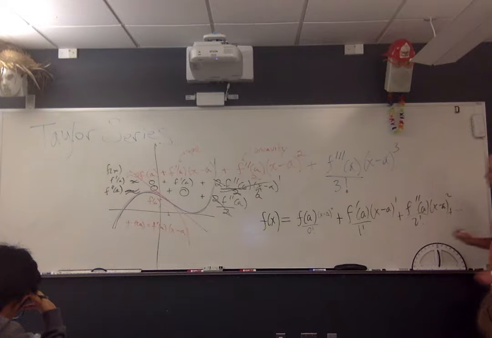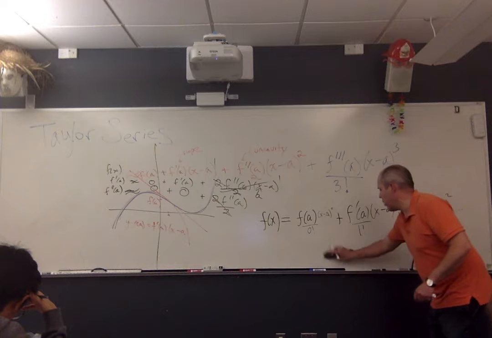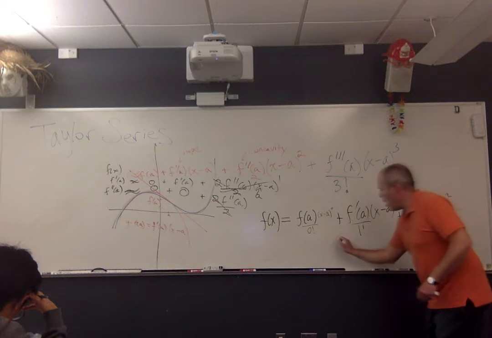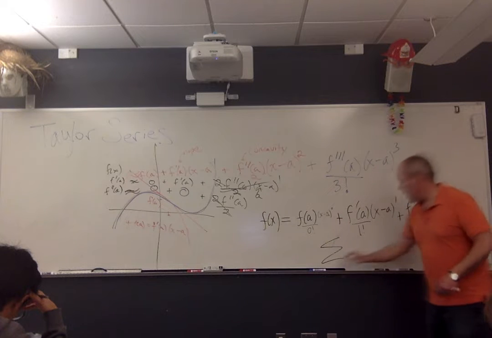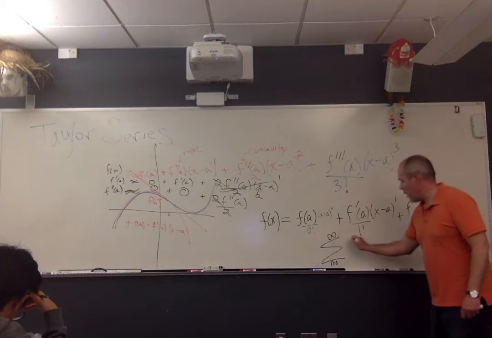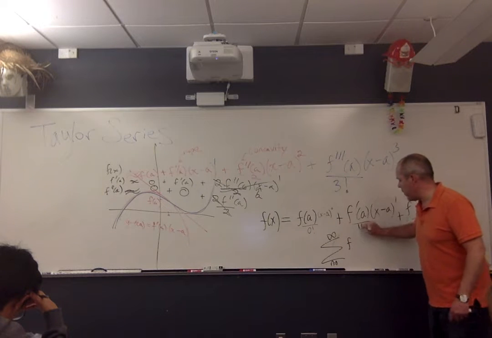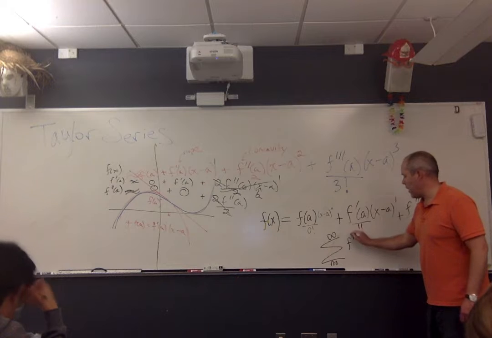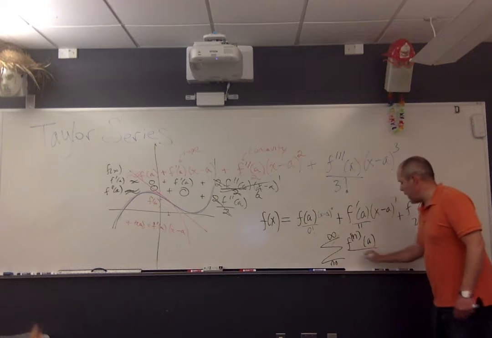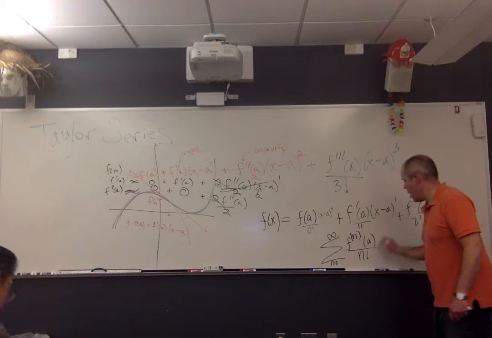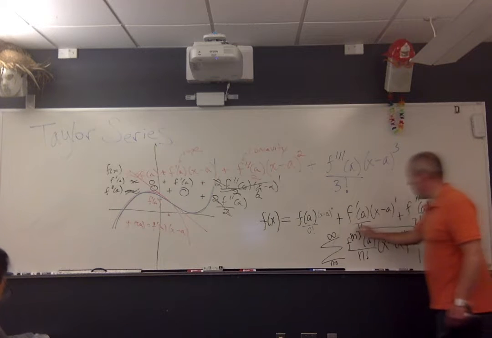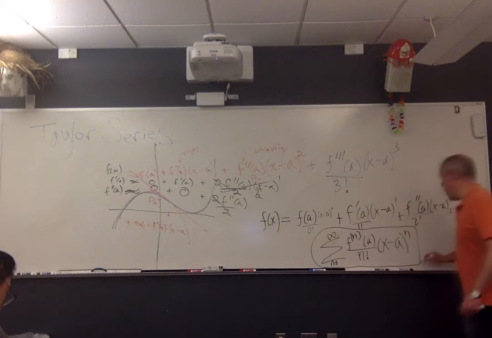All the way out until we get to the term which is really important, which is to say all of these are just the sum, as we go from 0 to infinity, of the nth derivative at a, divided by n factorial, times x minus a to the n. And this is freaking awesome.